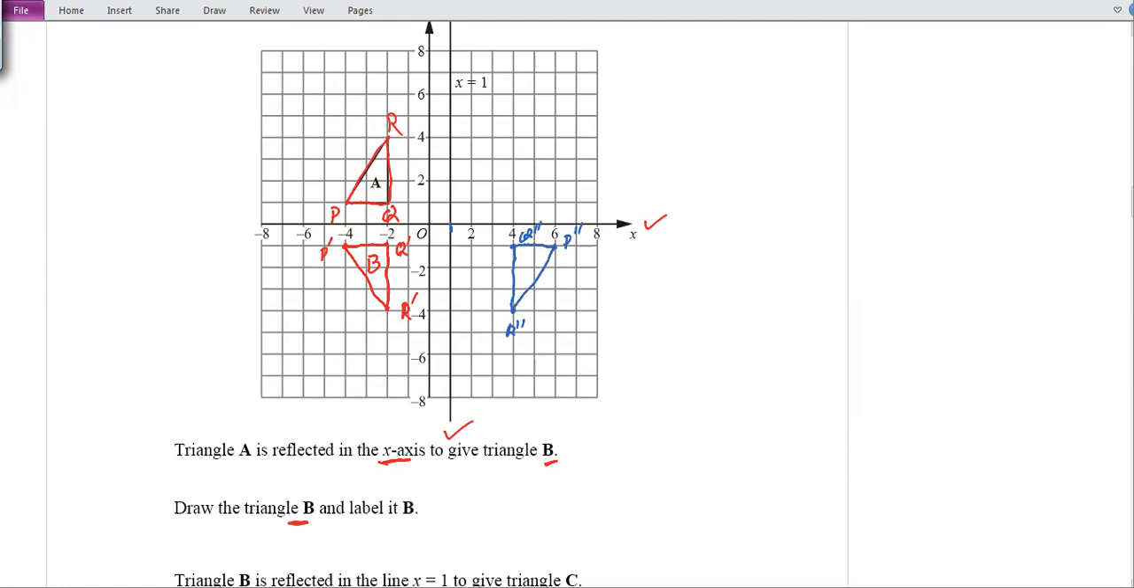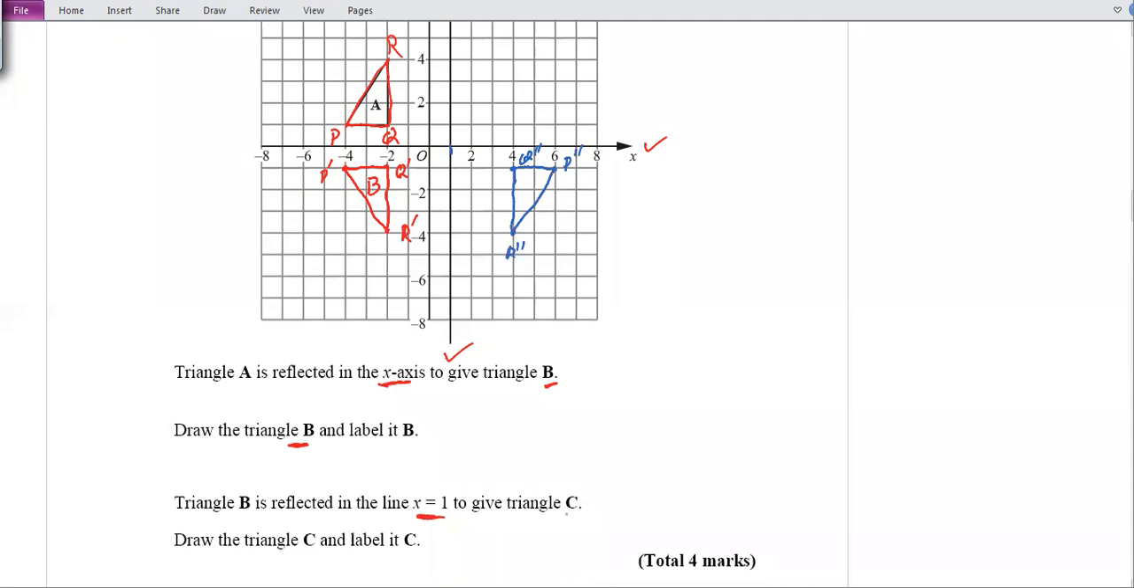After the reflection, the question says to give it the name C, label it as C. So we label it as C. Okay.